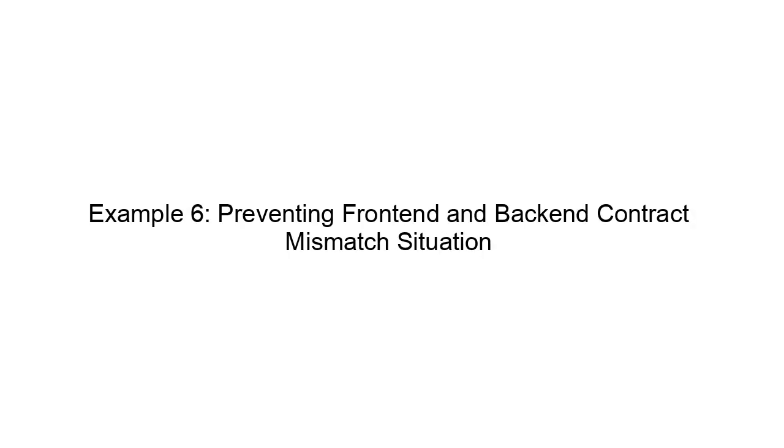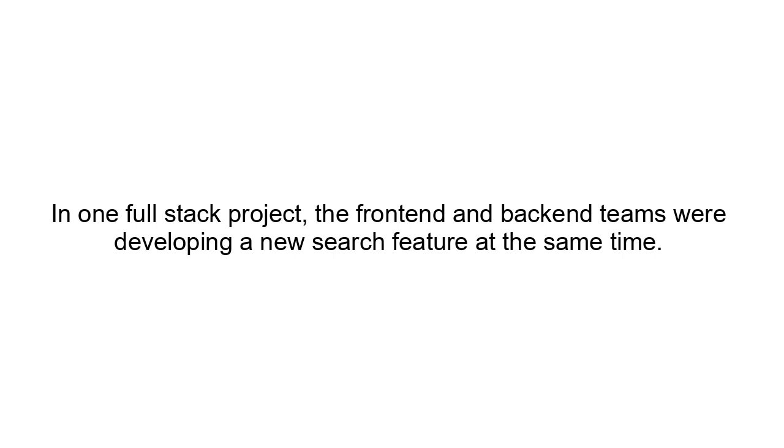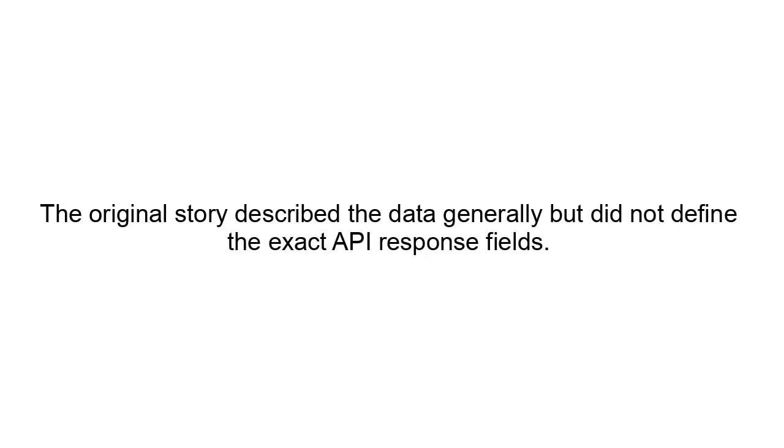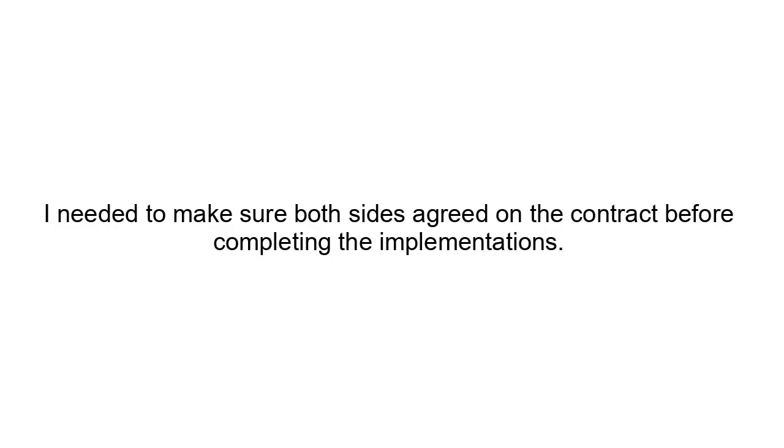Example 6. Preventing front-end and back-end contract mismatch. Situation: in one full-stack project, the front-end and back-end teams were developing a new search feature at the same time. The original story described the data generally, but did not define the exact API response fields. Task: I needed to make sure both sides agreed on the contract before completing the implementations.